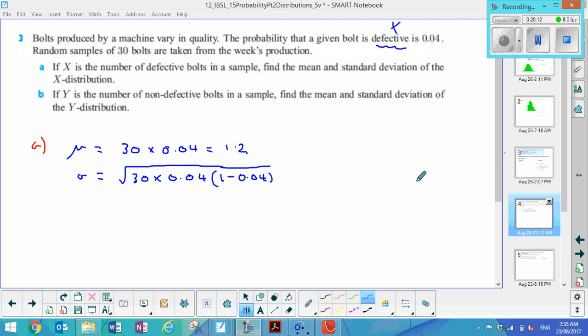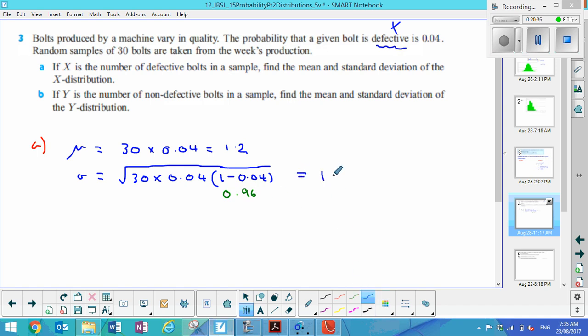All right, I've just gone in and filled the rest there. So our standard deviation, remember, is the square root of n, which is 30 trials, or 30 bolts in this case, times the probability of success, 0.04, times 1 minus that, which would be 0.96. If you take 1 minus 0.04, we come out with our standard deviation of 1.073, etc.